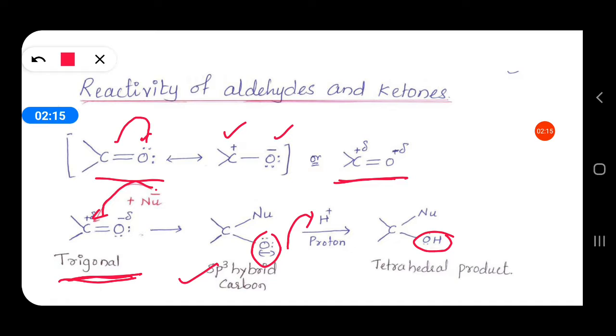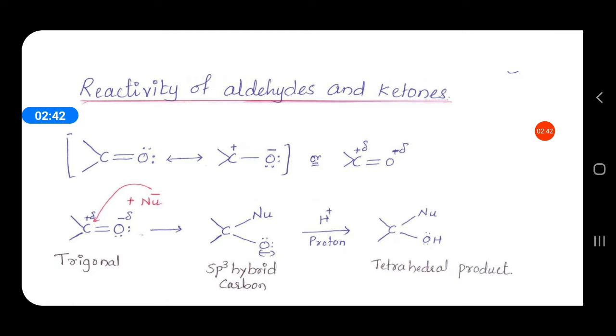So after the addition of a nucleophile, the sp2 carbon is converted into sp3 carbon, and the shape of the carbonyl group, initially trigonal, now becomes tetrahedral because the carbon is now sp3 hybrid carbon. And this is how the nucleophile will react with the carbonyl group.